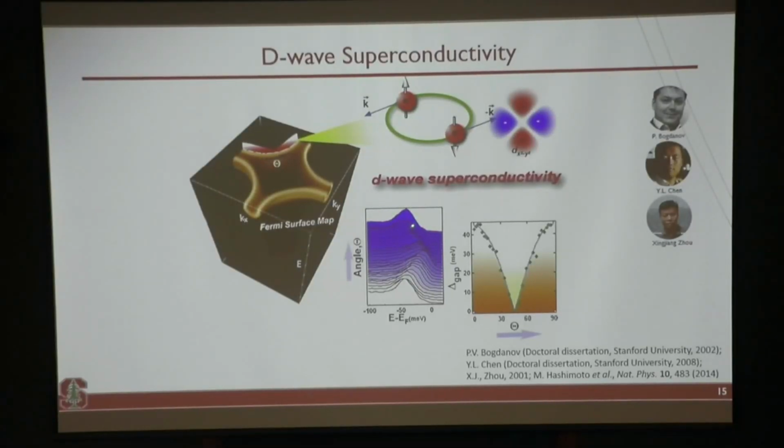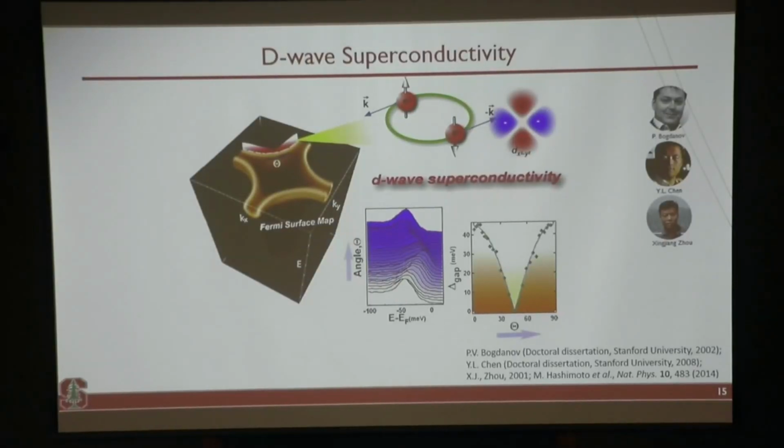the spectra shift. If you plot the peak position of this one in momentum space, it looks like this. That's the data, and the green curve is that of a D-wave functional form. So this is very consistent with D-wave, and these are the people who took those spectra: Bogdanov, Yulin Chen, and Xinjiang Zhou, when they were working together taking those data.